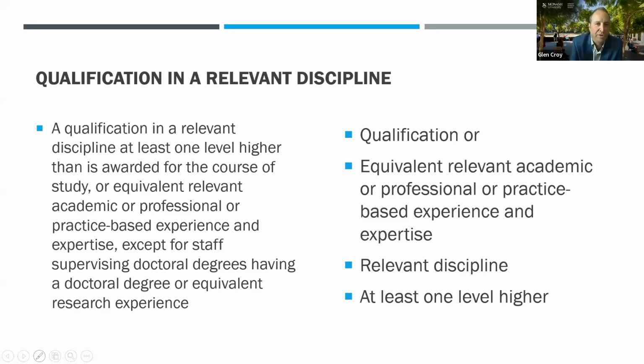Oh, the third criterion then is a qualification in a relevant discipline. And there's the other opportunity here. So we have a qualification in a relevant discipline, at least one level higher than is awarded for the course of study, or equivalent, relevant academic or professional or practice-based experience. So it's not necessary to have the qualification, but if we don't have the qualification, we definitely need to demonstrate these other aspects or one of these other aspects.